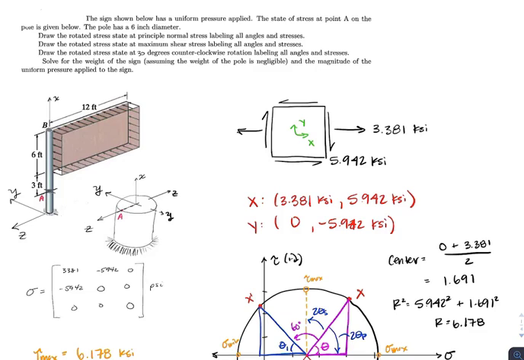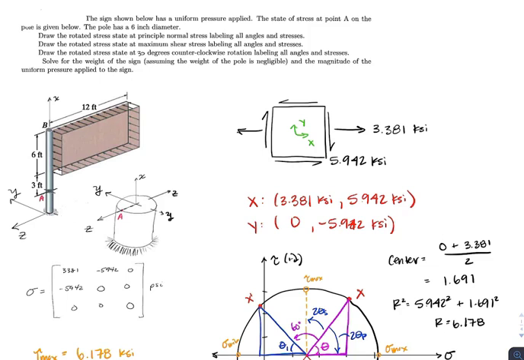Welcome back to part 2 of the stress transformation video. So in this part we are just going to be solving for the weight of the sign and the magnitude of the uniform pressure that's applied to the sign, which in this case I'm just going to call a wind load. So we want to figure out what the load of the wind is and the weight of the sign.